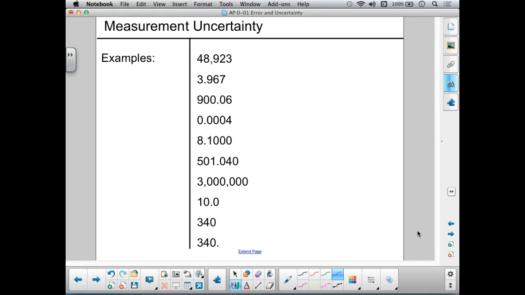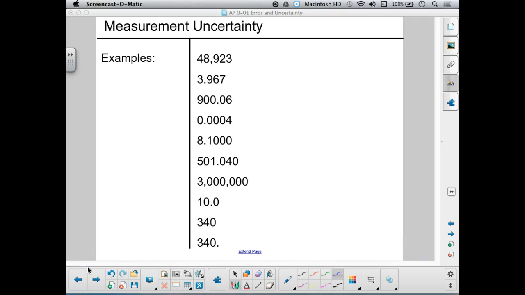Here are some example values. And what I'd like you to do right now is pause this video and see if you can apply the rules we just went over to determine the number of significant figures in these values. Okay, did you figure them out? We'll find out.